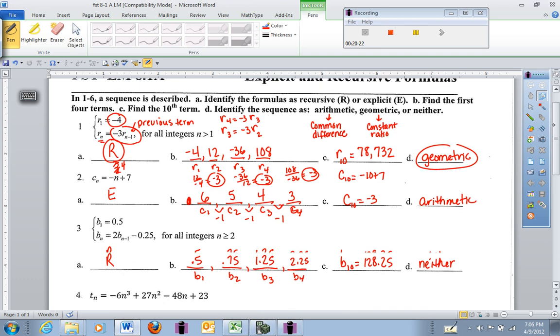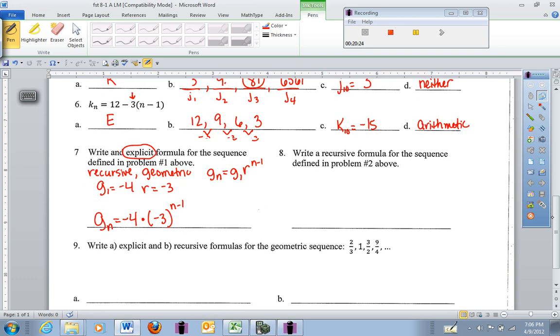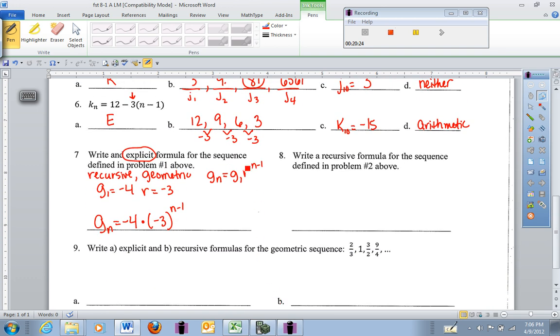I probably should have used r for the variable, but it might have been confusing with this being the common ratio r, so I think I'll stick to my g. Okay, number 8 says we're going to write a recursive formula for the sequence defined in problem number 2 above. So rather than keep going back and forth, I'm going to write this down.